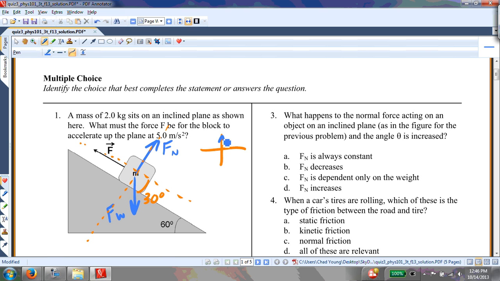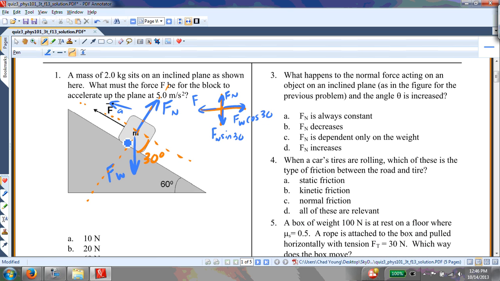I have my normal force. I have FW cosine 30, FW sine 30, and F. And I want to know what must the force be for it to accelerate up the plane at 5 meters per second squared. So I know my acceleration is in that direction.